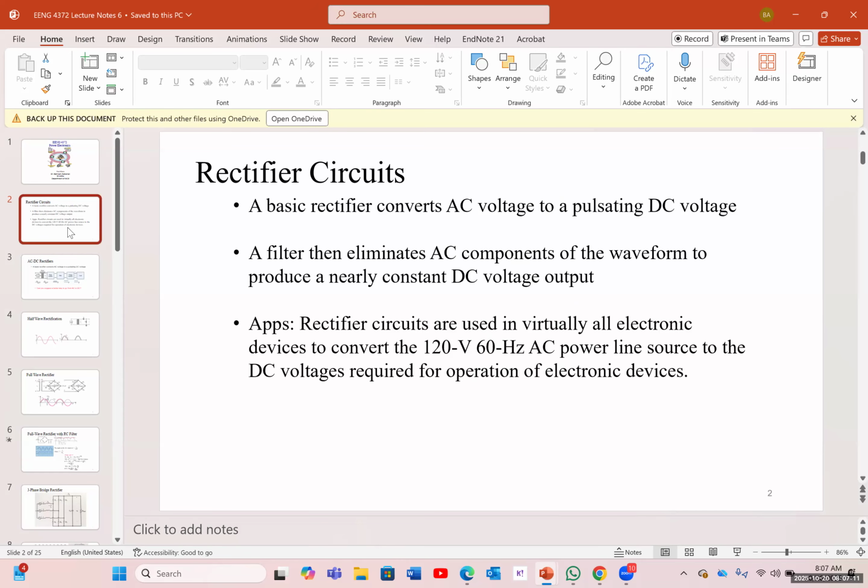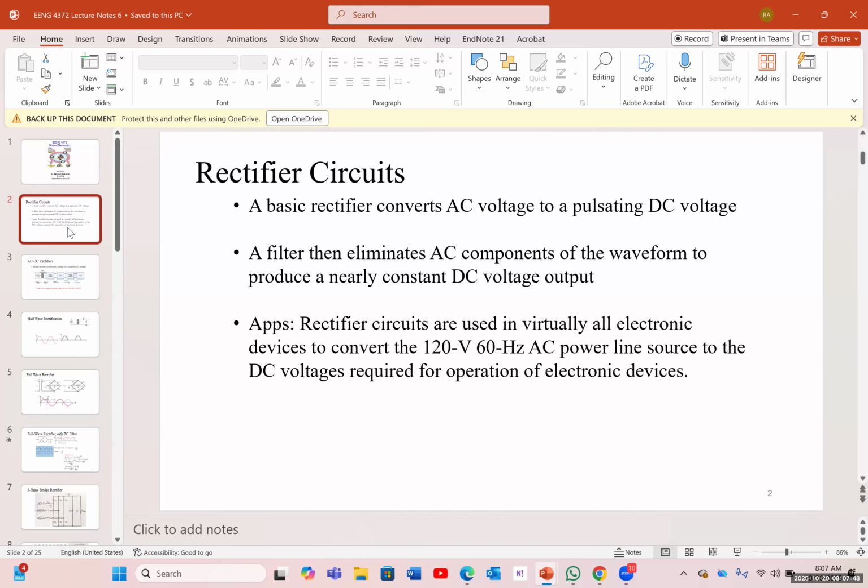So what is a rectifier? A rectifier converts AC signal to DC or pulsating DC voltage. And then we add a filter to eliminate the AC components, which are the ripples of that pulsating DC, to create a constant DC voltage. We want the voltage to be very close to the same voltage that we get from a battery.